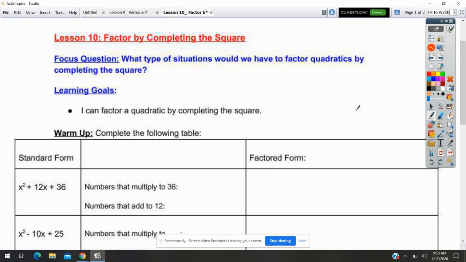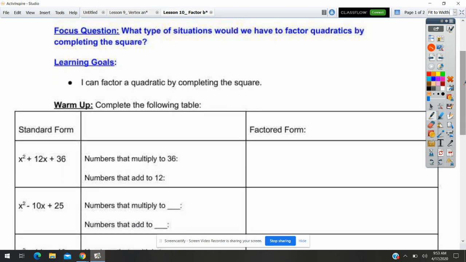Hi everyone, and welcome to lesson 10, factoring by completing the square. So today is the last lesson of learning about how to factor. This is the last type of factoring method we're going to learn. So you should be excited about that.